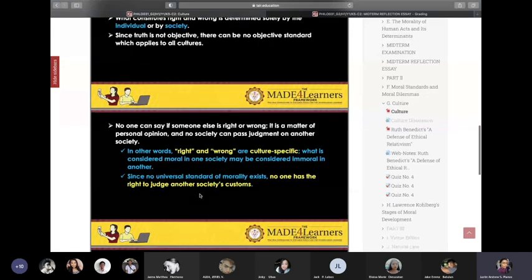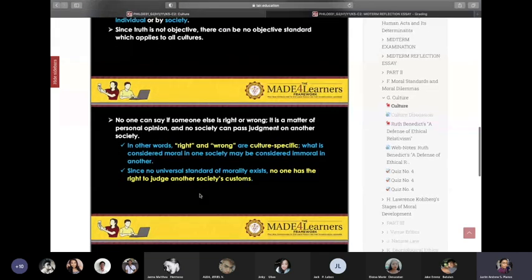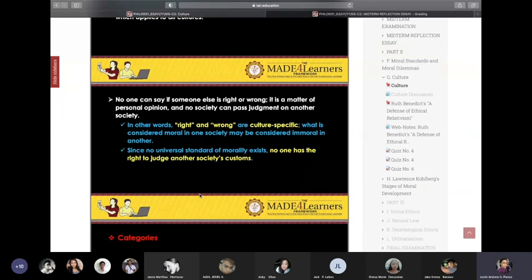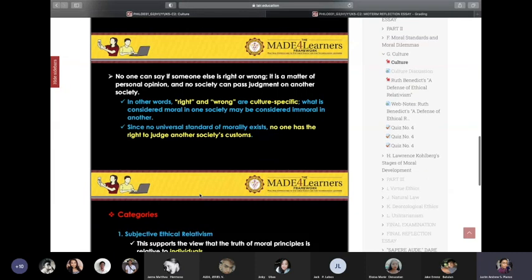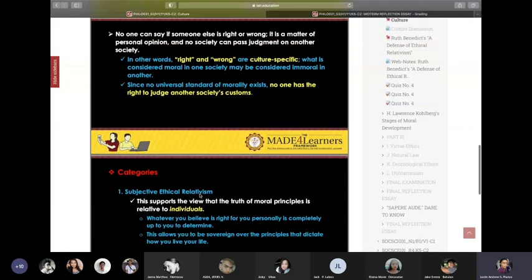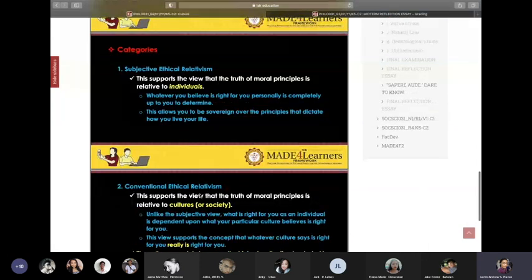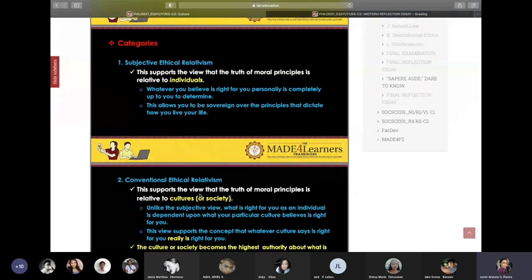Now, ethical relativism has categories or types. First is subjective ethical relativism. This is the view that the truth of moral principles is relative or contingent to individuals. So it is the individual person who defines what is right and what is wrong, or what is good and what is bad.